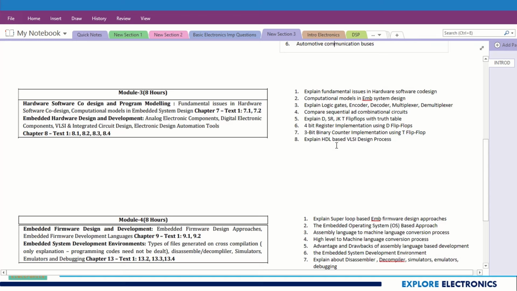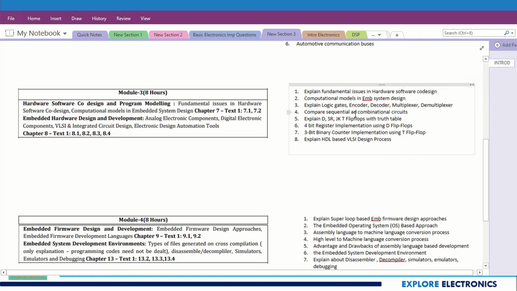Coming to module 3, it is hardware software co-design and embedded hardware design and development. Here it is a combination of some part of components and programming models related to hardware and software design, and the second part is the electronic things required in the embedded system. So one question will be on the hardware software co-design, maybe fundamental issues or computational models in an embedded system. Then coming to the digital electronics required in embedded system, logic gates, encoder, decoder, multiplexer, demultiplexer, you can expect one question like this.